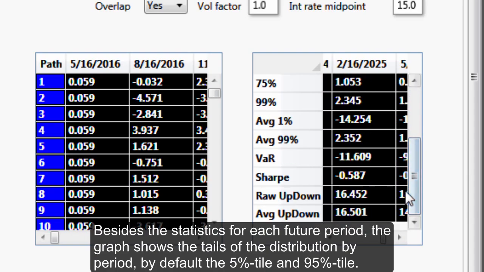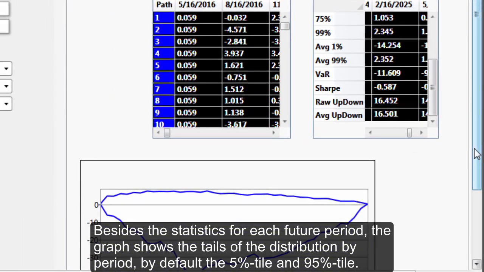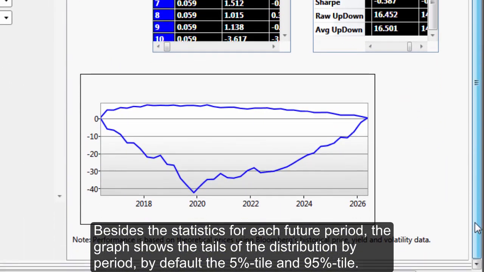Besides the statistics for each future period, the graph shows the tails of the distribution by period, by default the 5th percentile and the 95th percentile.